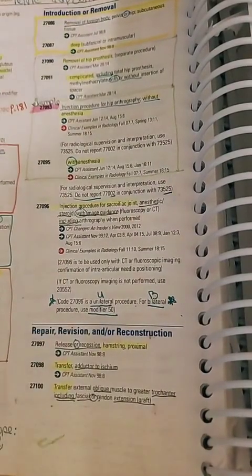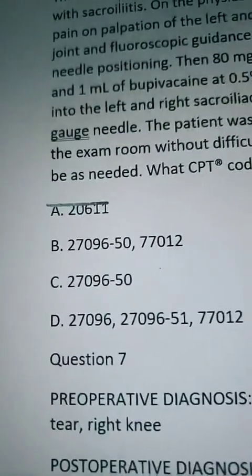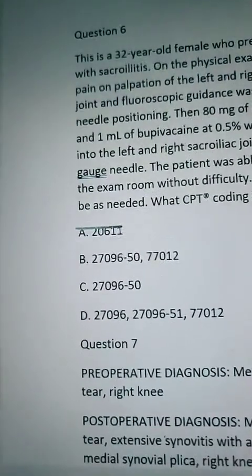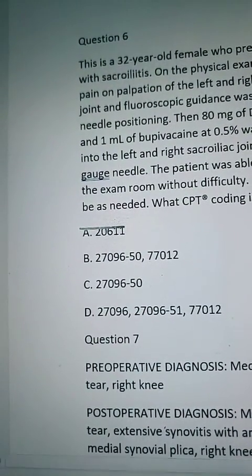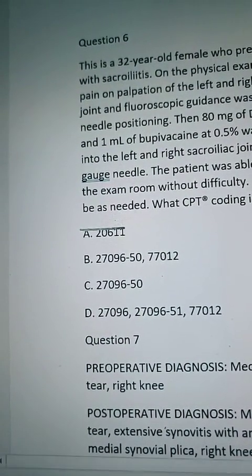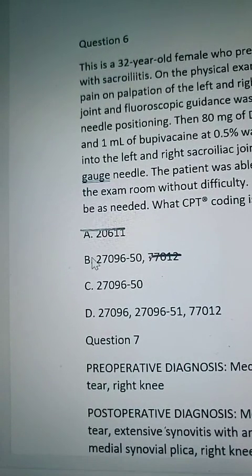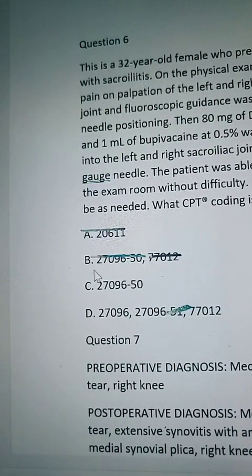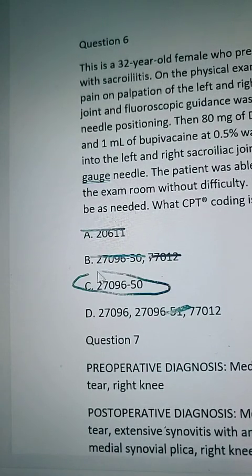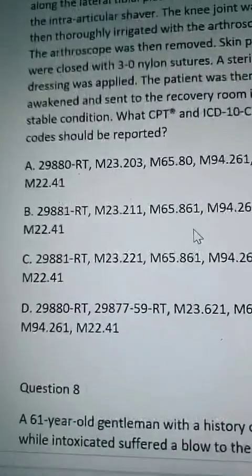So that clears up this one fairly well, really quickly. We know right away. There we go. We cannot use that, so we can get rid of that one. And we can't use a 51 modifier. So our only answer can be C for sure.